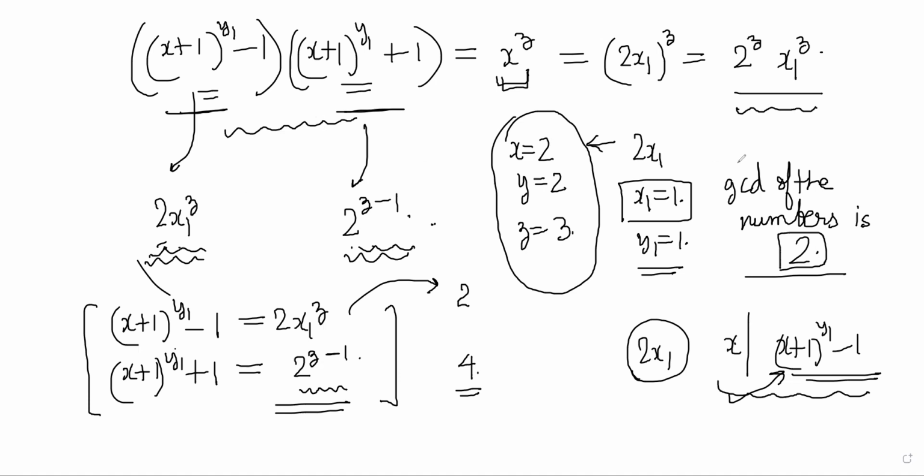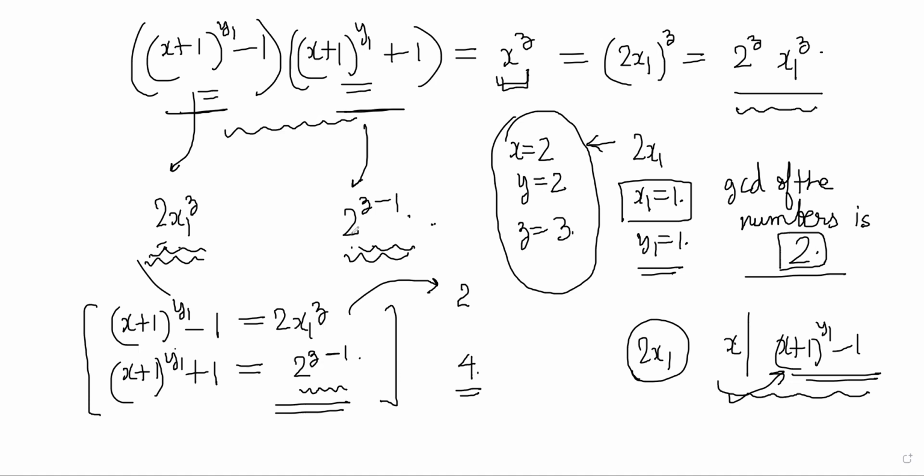The GCD of the two numbers is 2 means both the numbers are even, but they don't have higher powers of 2, right? I'll leave that final step for you. Try it out. Hopefully, you will get the idea here.